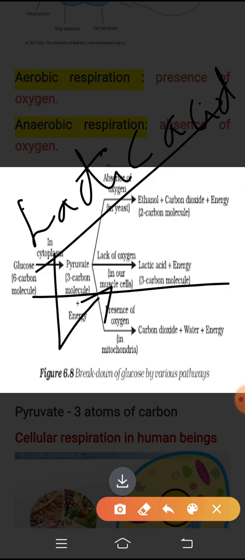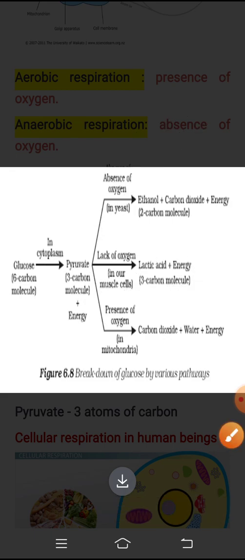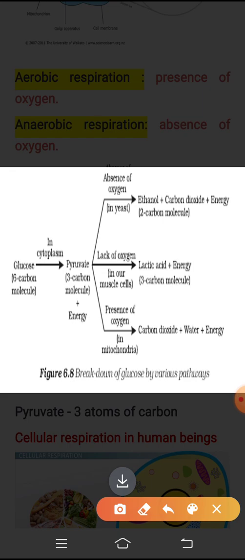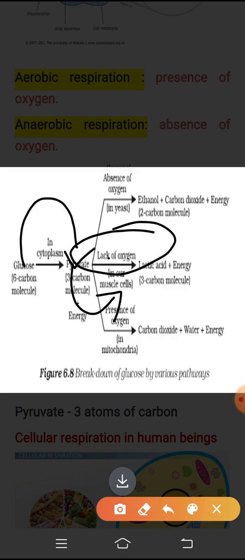Okay, so as a result, what happened? Complete breakdown does not take place, and the cells release lactic acid and energy under the lack of oxygen. So I'll tell you once again. What happens in the lack of oxygen is the glucose which got broken down into pyruvate enters the muscles. As there is lack of oxygen, the lactic acid is released along with energy.